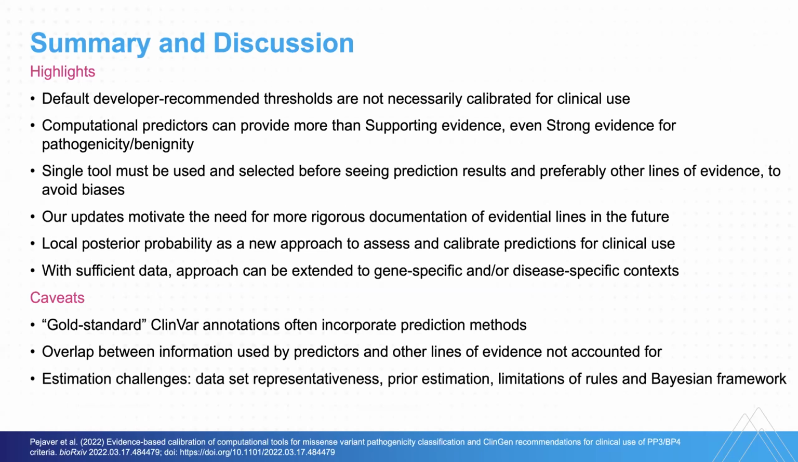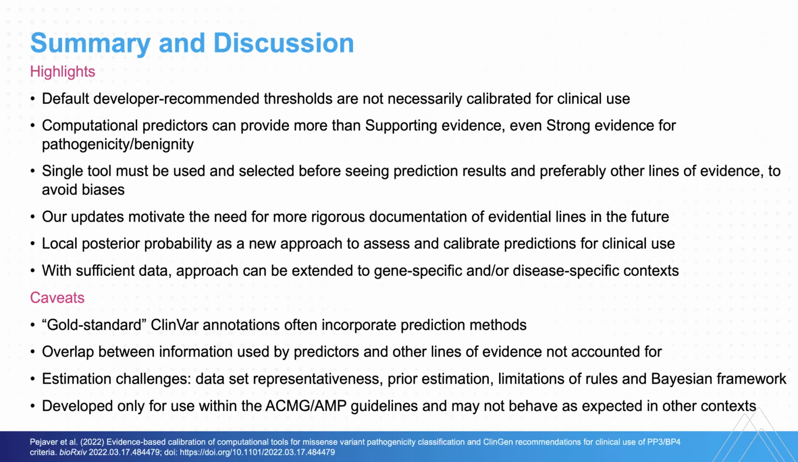And one point I'd like to make about the technical aspects is that there are challenges in the estimation, right? A lot of this depends on what data sets we've chosen, how big they are, how representative they are of how these methods are eventually used, estimation of the prior probability, and some of the limitations of the rules and Bayesian framework itself, like the assumption of independence between the two lines of evidence. And we know, at least from the computational perspective, that the output from a computational method may also be linked to other evidence codes in some ways. And we've developed this only for use within the ACMG AMP guidelines, and this whole framework may not behave as expected in other contexts.